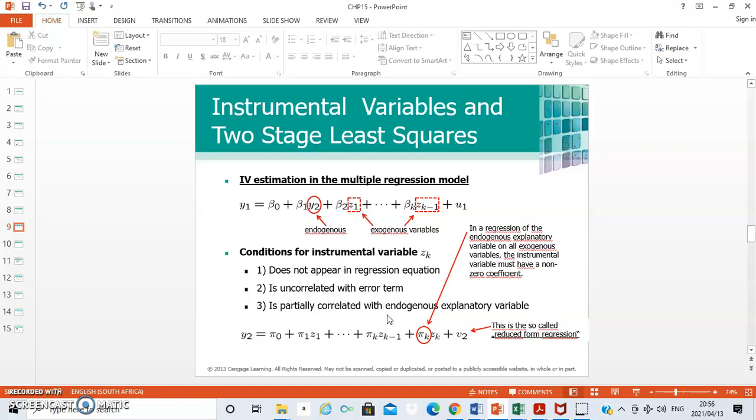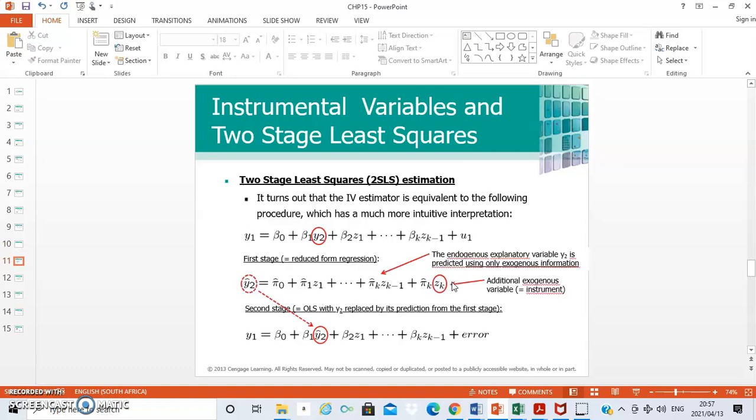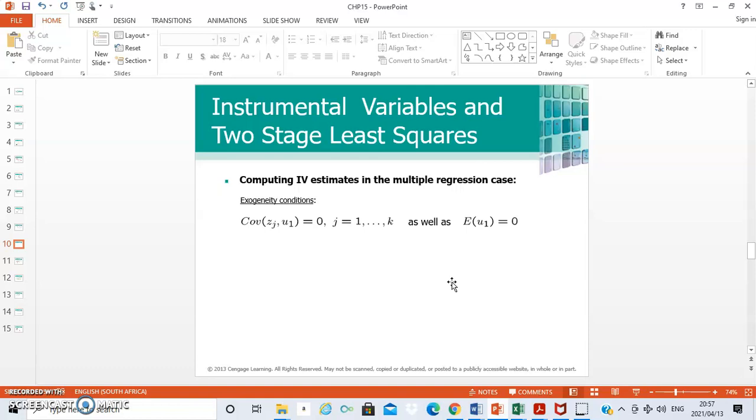So for as long as the two of them are related, that's why it's really not a popular method to use, because of the difficulty in finding a suitable instrumental variable. And so we can only use the instrumental variable method when the exogeneity condition is fulfilled. And that ends the first part of this lecture.